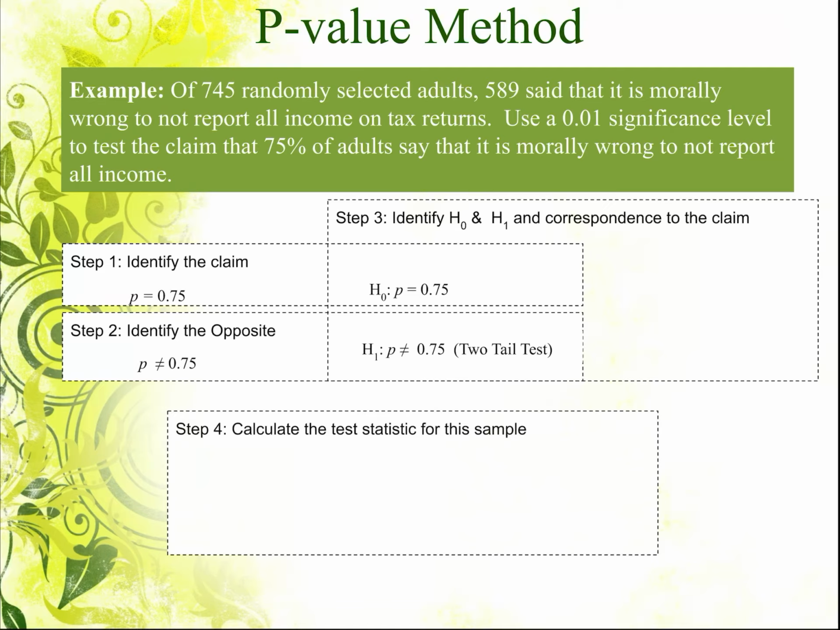Okay. In both of our methods, we're always going to have to calculate the test statistic. So calculating the test statistic here, again, since we're dealing with proportions, we're going to use the Z test statistic. And remember that P hat is our sample proportion, P is our population proportion. So 589 out of 745 comes from our sample, and the P, the 0.75, is from our proportion. So when we plug all these in, we get a Z value of 2.56.